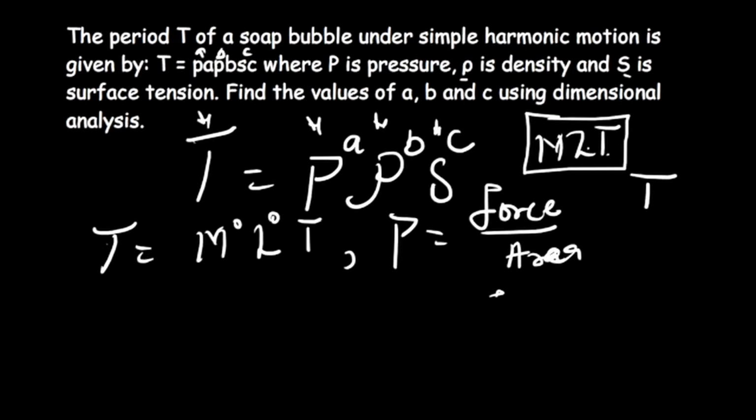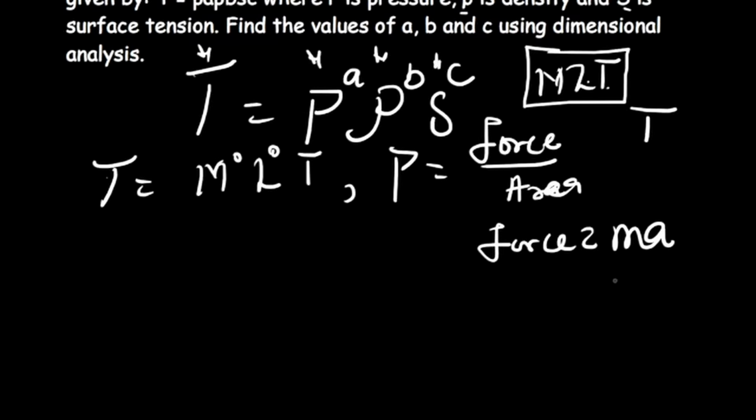And then for force, the formula is mass times acceleration, right? Okay, so let's find the dimension for force first. The dimension for mass is m, so we put an m here. The dimension for acceleration is what? Okay, acceleration we do not know, but let's try to find the dimension for acceleration.